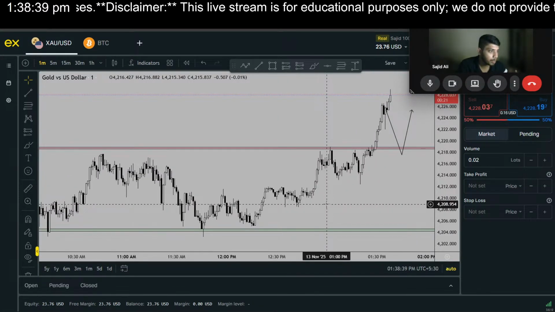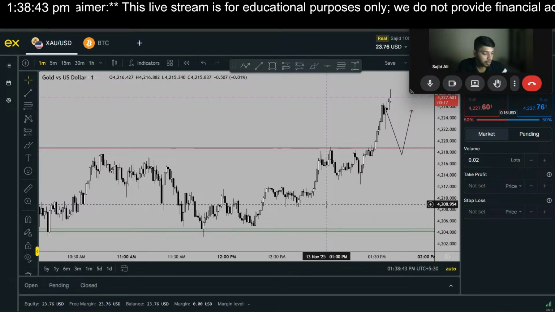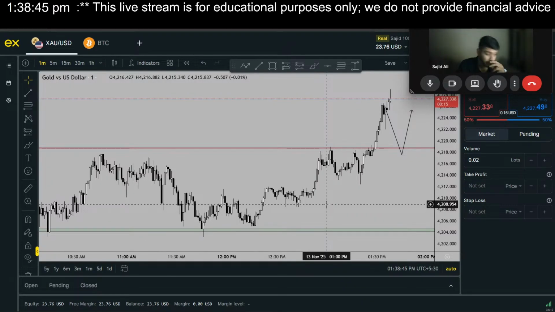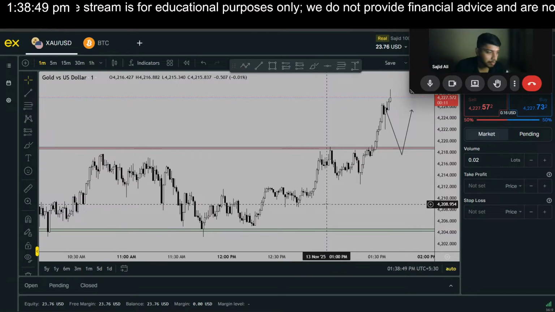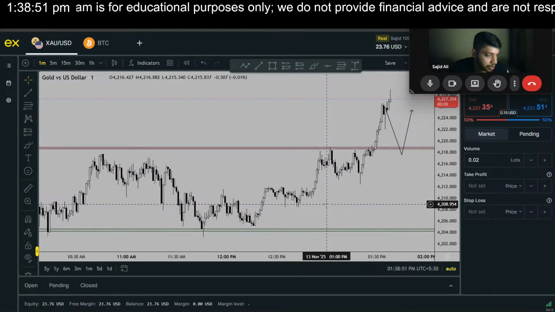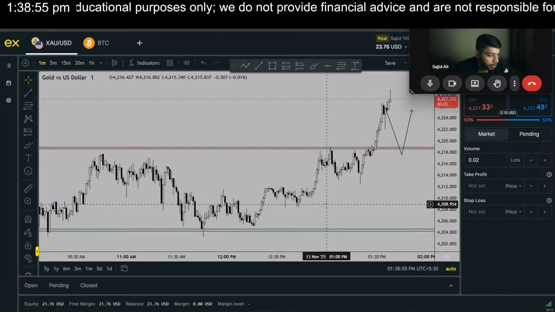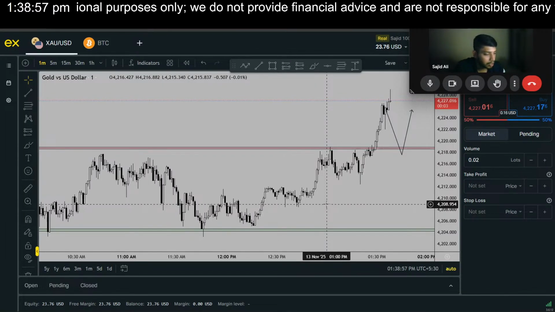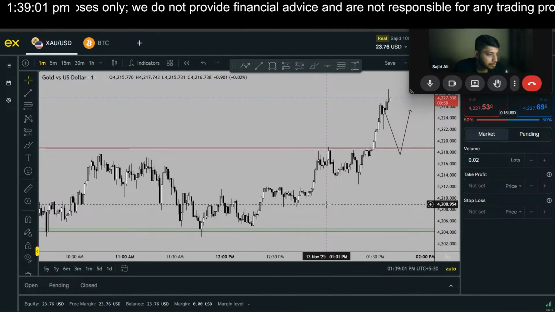I'll properly explain the whole strategy this weekend. It will be a little bit longer video, around 25 to 30 minutes. Each and everything I'll give a complete breakdown: how to mark levels, which time frame, when to avoid entry. Everything will be explained there clearly, so you guys can have a look on it.